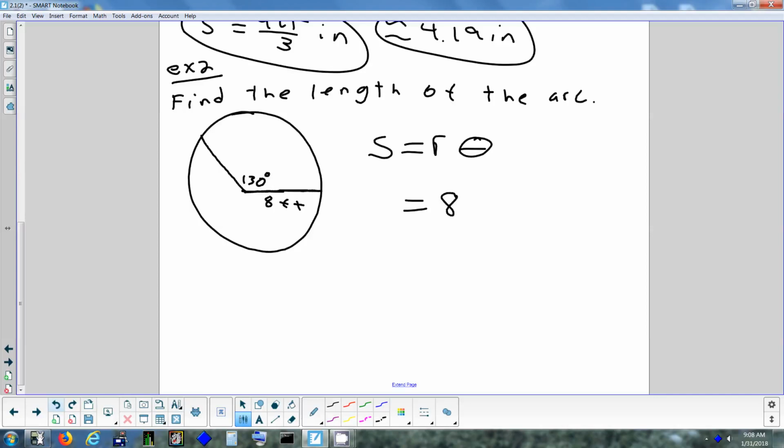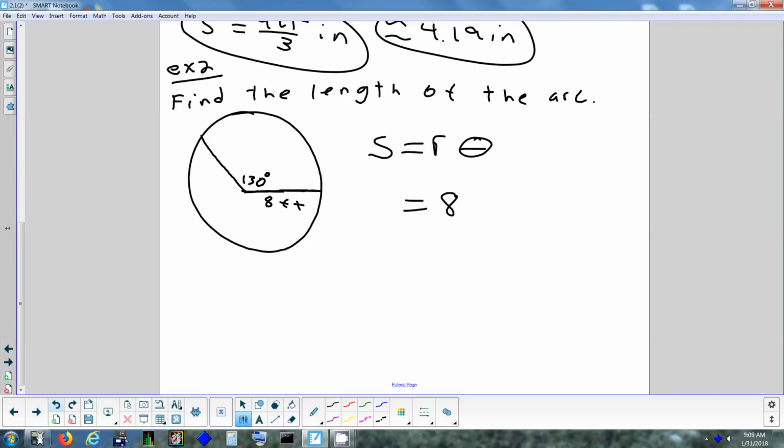And Jordan, how about theta? What would I plug in for that? 130. I agree with you that the 130 is an angle, but it's not theta. How come? You can help him out. Why? If you plug in 130 and do 8 times 130, we're going to get the wrong answer here. Yeah, Lauren, because you have to convert it to radians first.